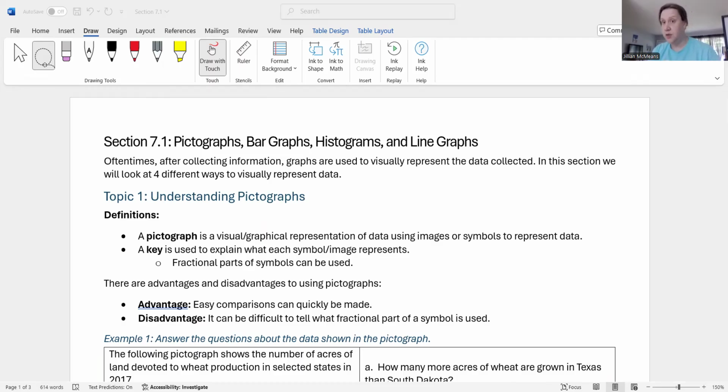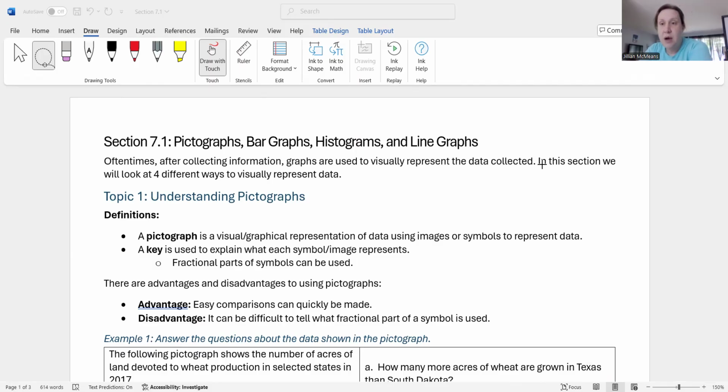We have four of them we're going to look at in this section. We're going to look at pictographs, bar graphs, histograms, and line graphs. They all can be used in different ways, so there's going to be certain situations where one of these might be useful and another one may not. We're going to look at when you would use them, and advantages and disadvantages as well.